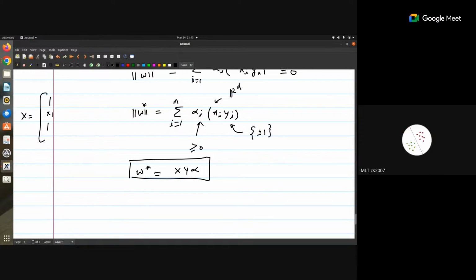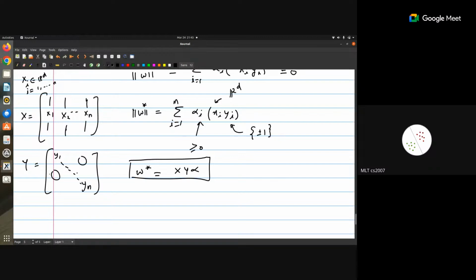Each xi is in R^D, right? How many of them will there be? How many data points are there? N data points. So this X vector will look like this. What about Y? These are the corresponding labels, right? So how will this Y look? The diagonals. It will be y1 to yn, and all others will be 0.